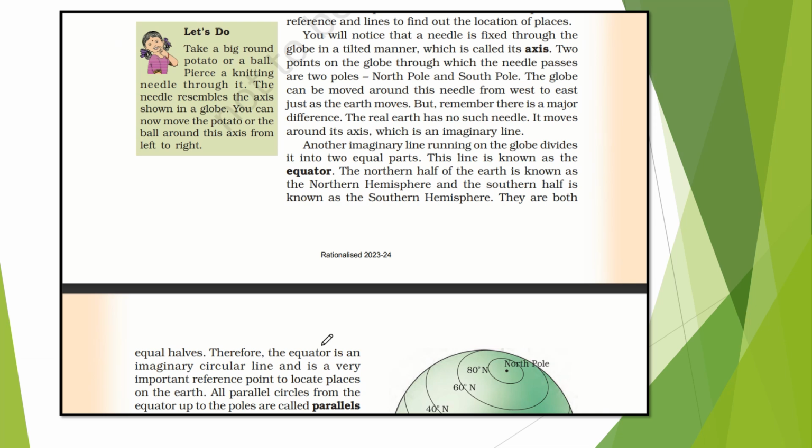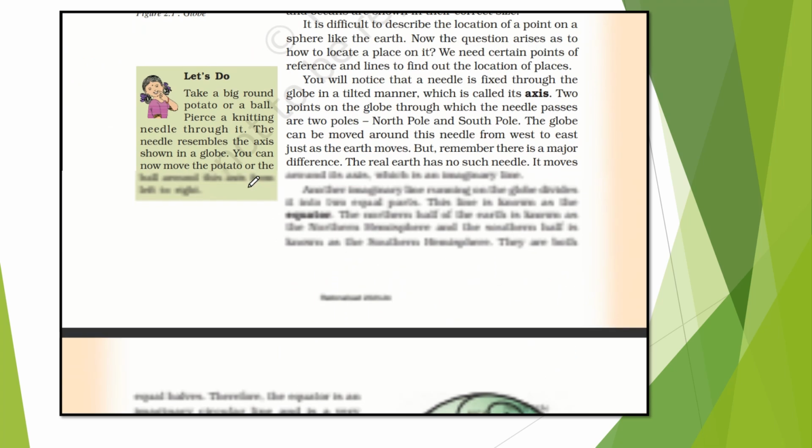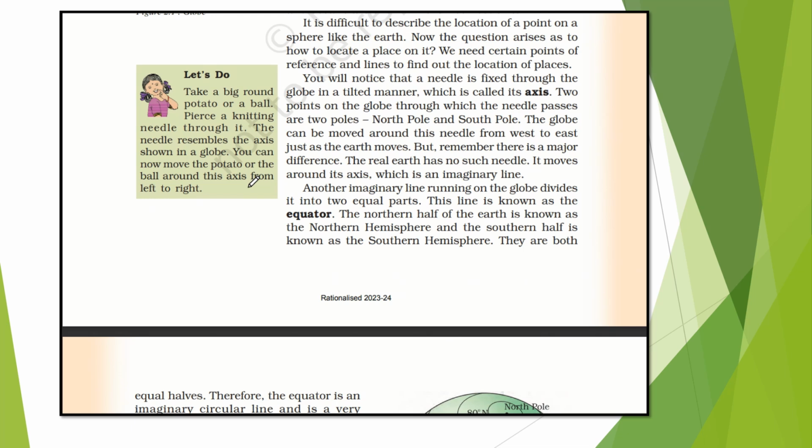The globe can be moved around this needle from west to east, like this, just as the Earth moves from west to east. Remember, there is a major difference. The real Earth has no such needle. It has an axis, but it is just an imaginary axis for us, not a needle. It moves around its axis, which is an imaginary line.